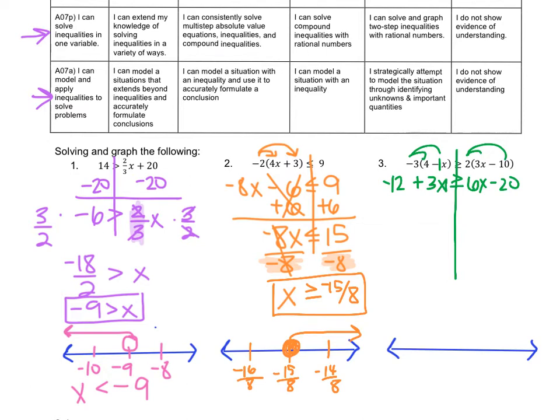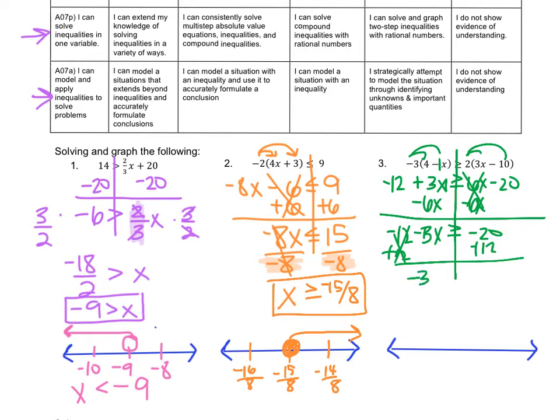I personally like to move my x's to the left, so I'm going to subtract 6x on both sides to start. So I have negative 12 minus 3x greater than or equal to negative 20. Add 12 on both sides. Negative 3x greater than or equal to negative 8. Divide by negative 3. Because I am dividing by that negative, I need to remember to flip my sign. X is greater than or equal to a positive 8/3.